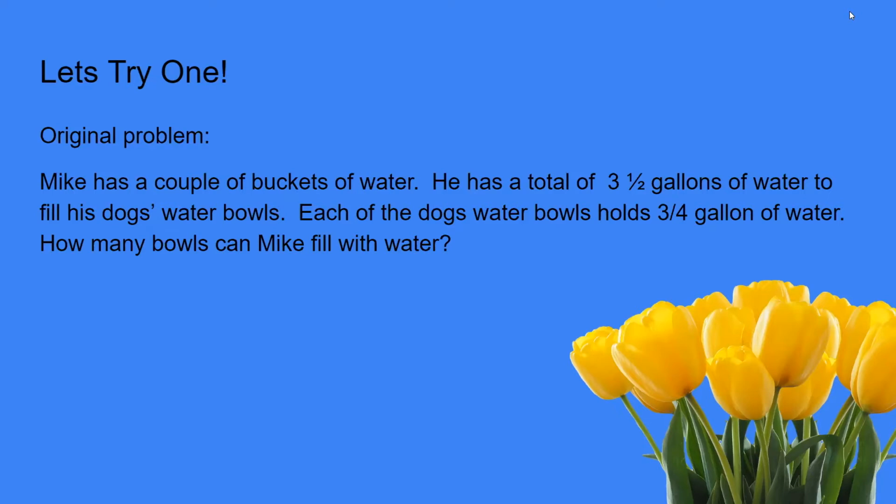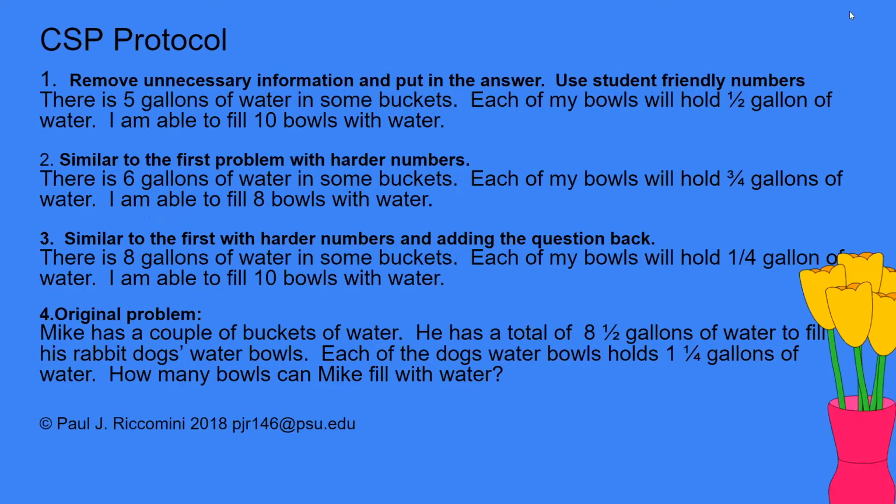So I said, okay, Mike has a couple of buckets of water. He has a total of 3.5 gallons of water to fill his dog's water bowls. Each of the dog's water bowls holds 3/4 gallons of water. How many bowls can Mike fill with water? So if I was going to look at this, how would I content scaffold that problem? Now again, I had the original problem here, right? In this case, it's 8.5 gallons and 1/4 gallon, but it's the same. How much would he need? This is the original problem.